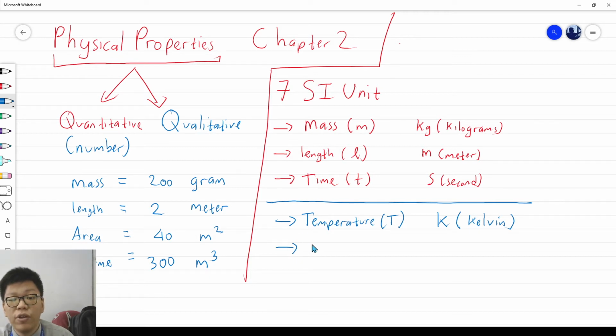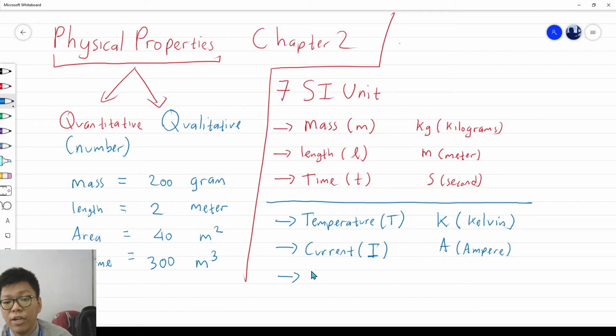Okay. And then we have current. I believe you already learned about current, from voltage, current, and resistance. The symbol for current is uppercase I. The unit is ampere, or some people call it ampere. Yeah, it's the same.